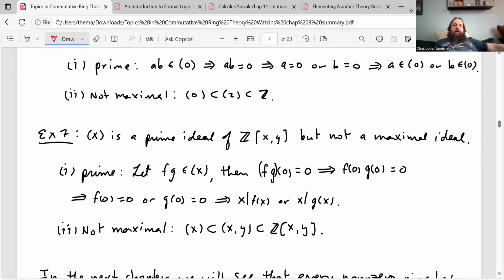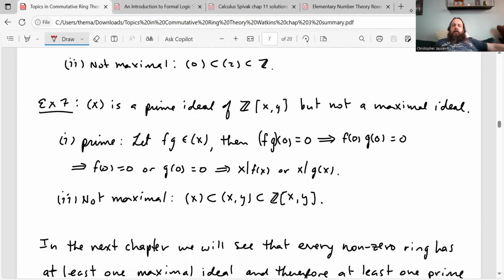And same idea here, except with a more abstract ring. The ideal generated by the polynomial x is a prime ideal of the polynomials in x and y with integer coefficients, but it's not a maximal ideal. Again, we can show that it's prime. Let f and g be such that fg is an element of the ideal generated by x. Then fg of 0 is 0, which implies f of 0 times g of 0 is 0.